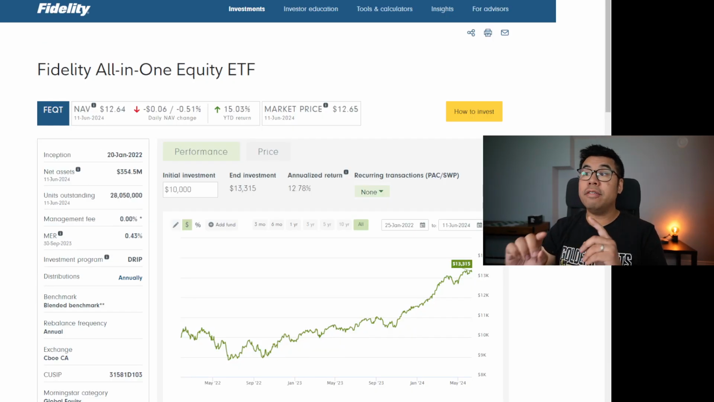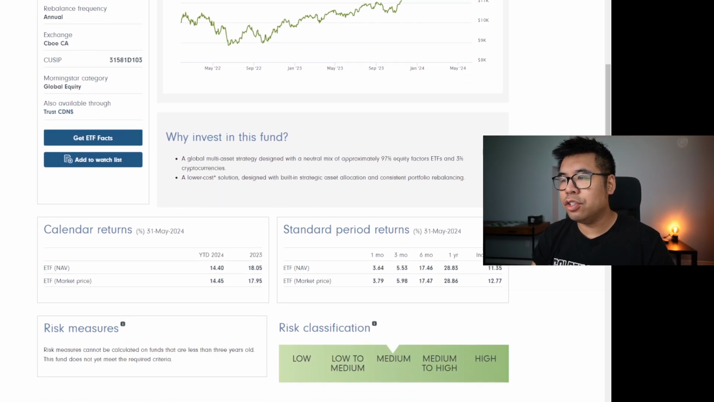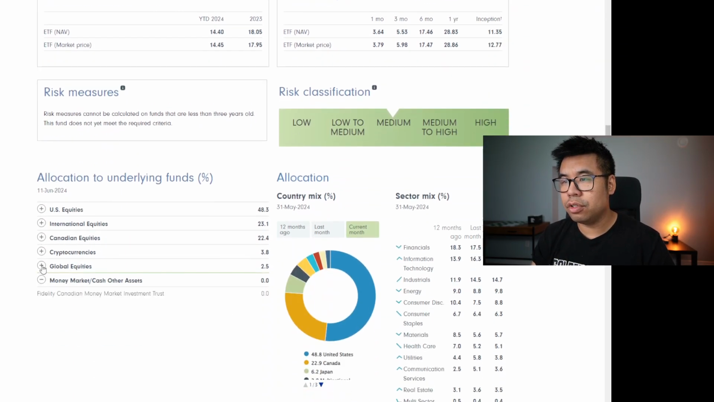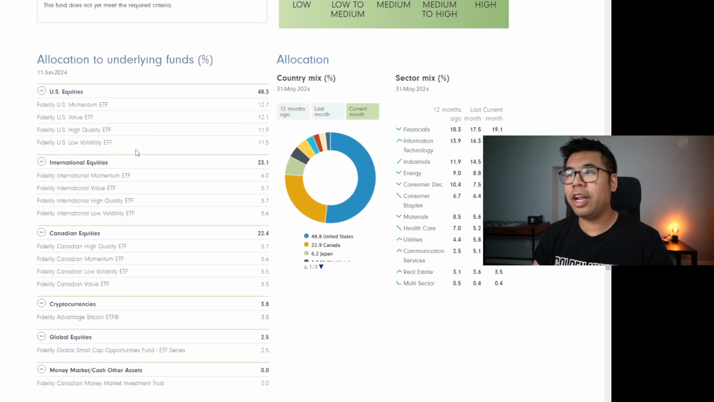And I'm going to jump on the Fidelity webpage to look at the underlying holdings. But first thing people notice is the MER is more than double than XEQT, which makes sense because there's rebalancing with crypto, and it's a more active approach where you're targeting specific factors. So naturally, the MER should be higher. Now, scrolling down to the underlying funds, it's kind of cool to see, if I spread these out, that you're targeting momentum, value, high quality, low volatility, and small cap on a global level.